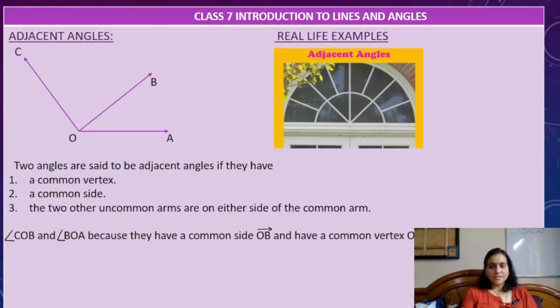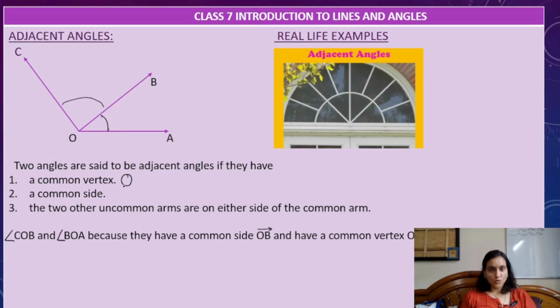Now let's understand adjacent angles. Two angles are said to be adjacent angles if they have a common vertex, like here O, common vertex O. They have got a common side, like this angle here and this angle here have a common vertex O and common side OB. And one more important point is the two other uncommon arms are on either side of the common arm. Means OA and OC we can see are on either side of OB. So in such a case, we can say that the angles are adjacent angles, and it is not necessary that adjacent angles will be equal to each other.